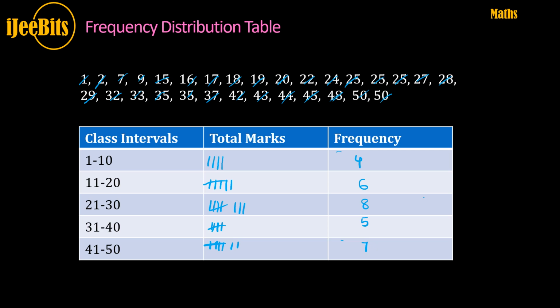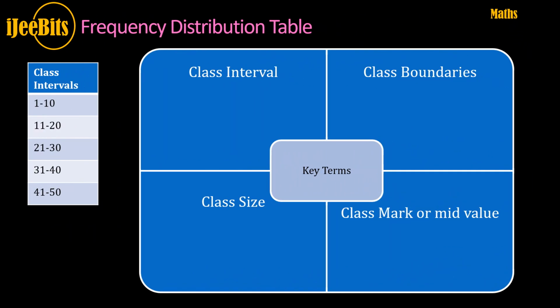Let's move on. From the frequency table, there are four concepts that are to be taken away. So let's say I have the class intervals like this. What is meant by class interval, right? Class interval means this lower limit and upper limit, as an interval. So this is what we can call a class interval. And a group into which raw data is considered is called a class interval.